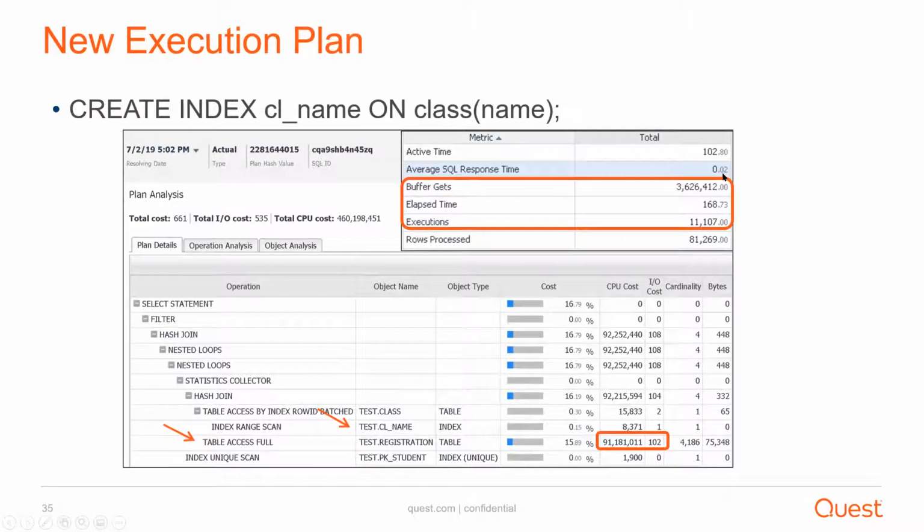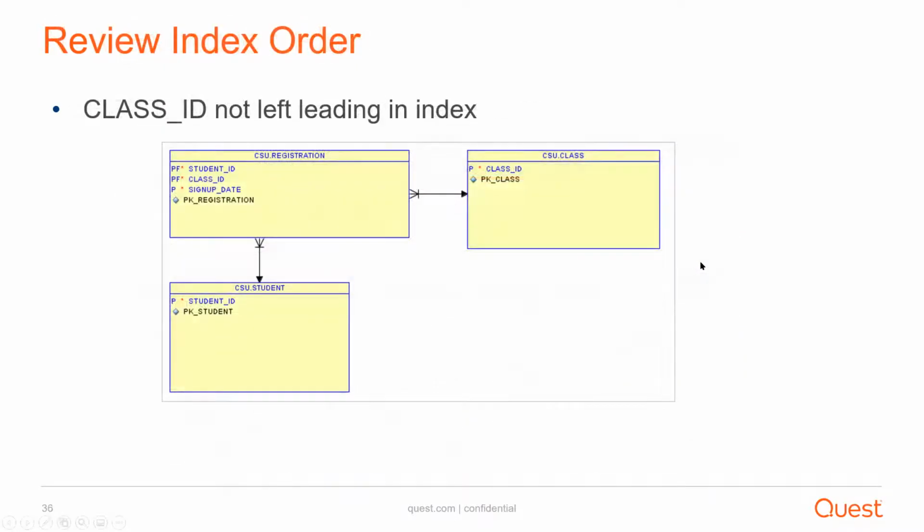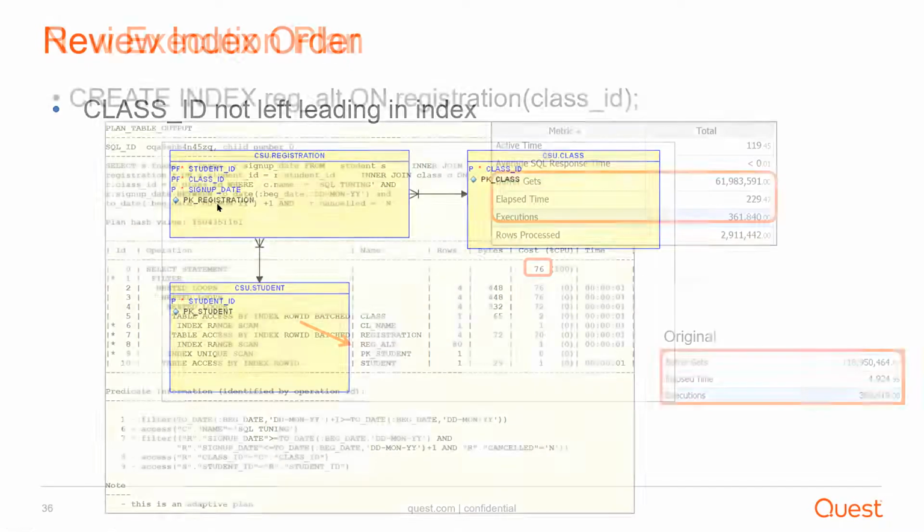The problem is, my average response actually went up, and my throughput kind of went down. So let's figure out why. It's still doing a full table scan on registration. That's because it can't use the class ID index, since it's not left leading student. Because I don't reference student ID in the where clause, it can't use this index.